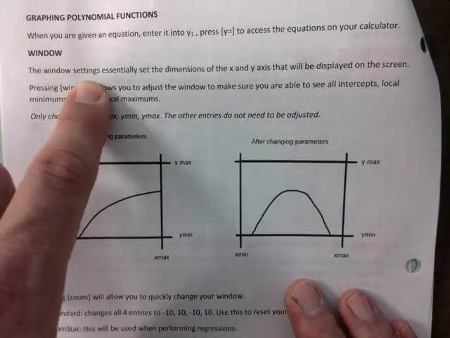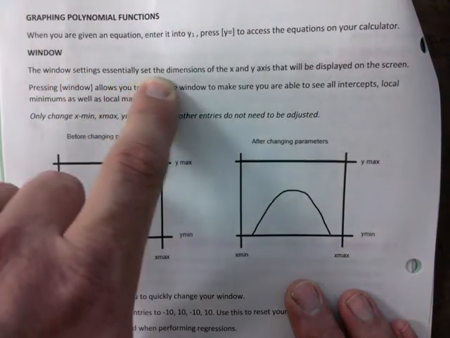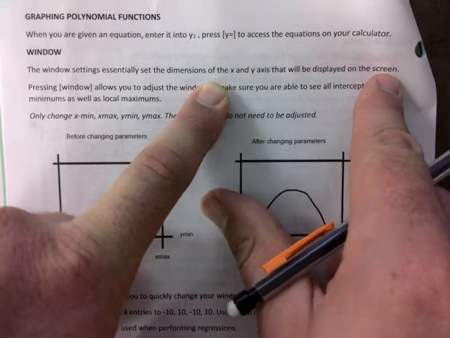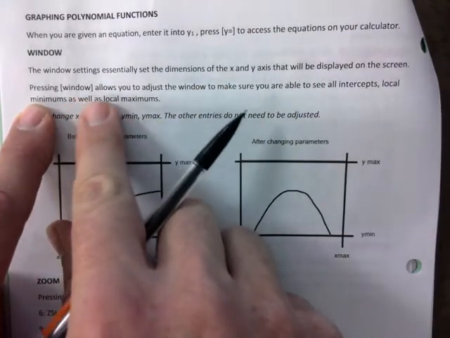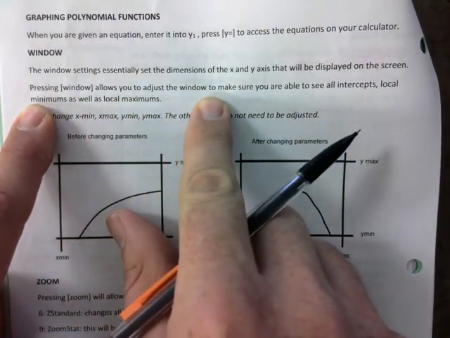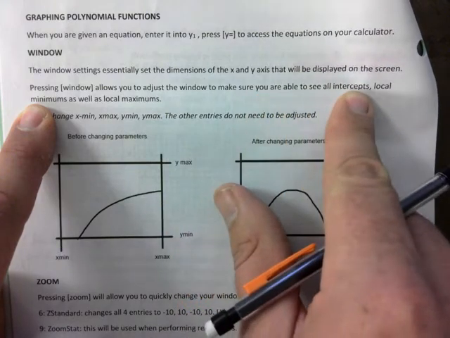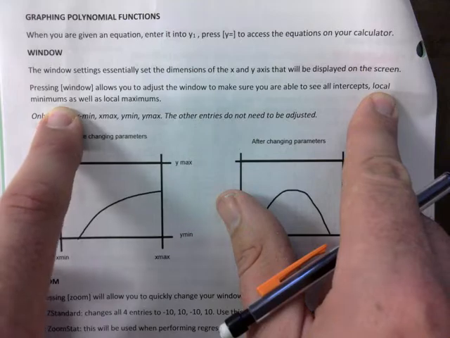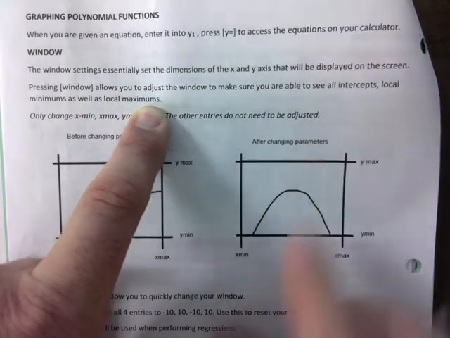Next thing is your window settings. The window settings essentially set the dimensions for the x and y axis that will be displayed on the screen, right? Pressing window allows you to adjust the window to make sure you're able to see all the intercepts. You need to see the intercepts, local minimums as well as local maximums.